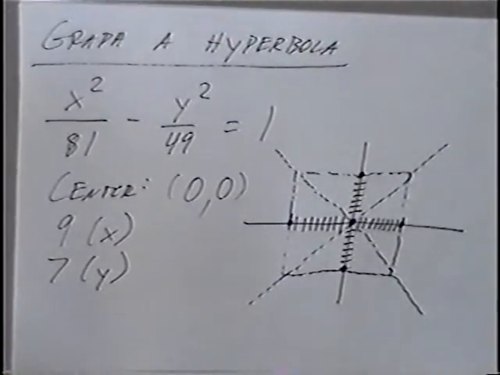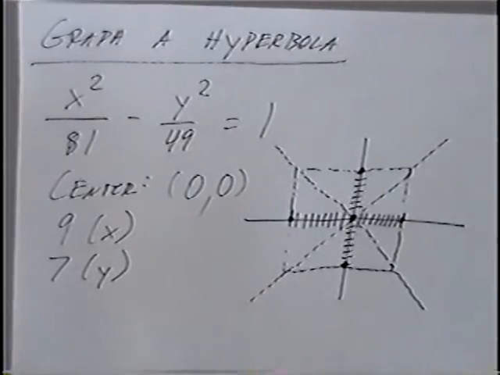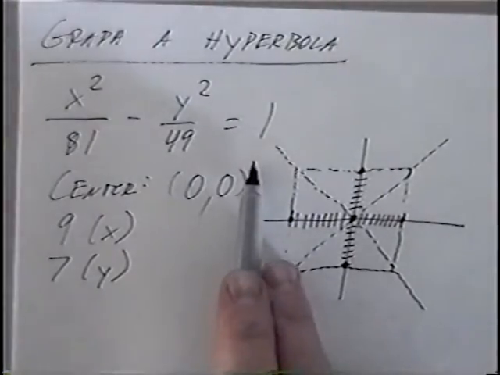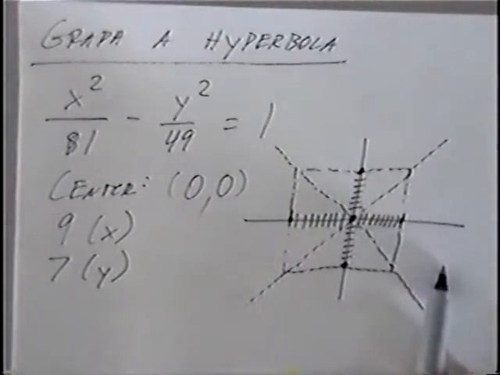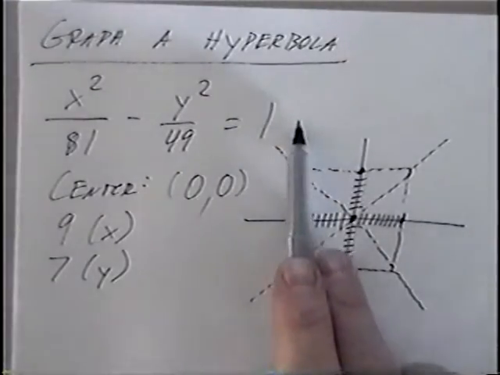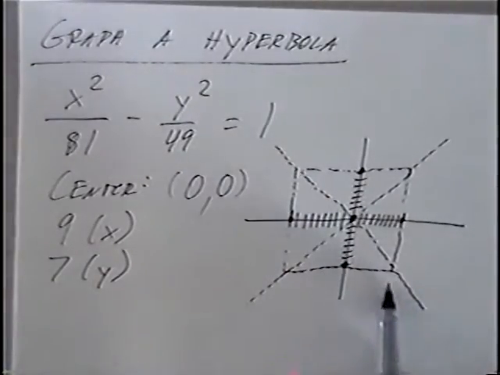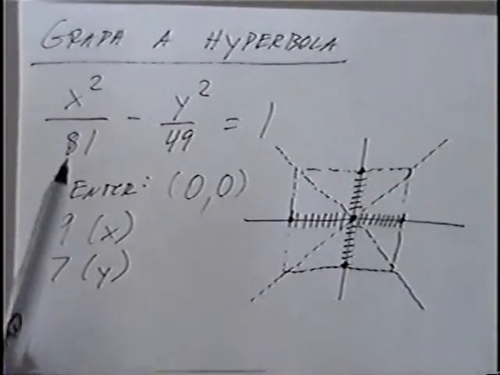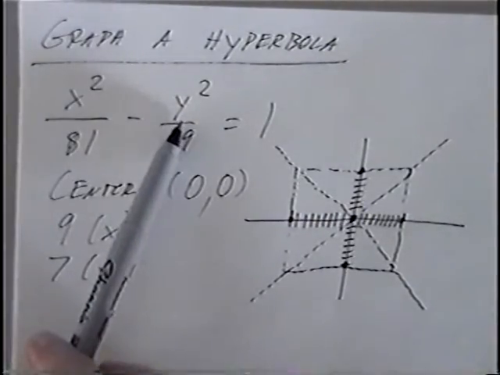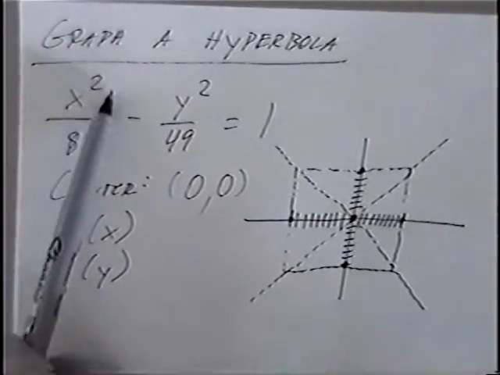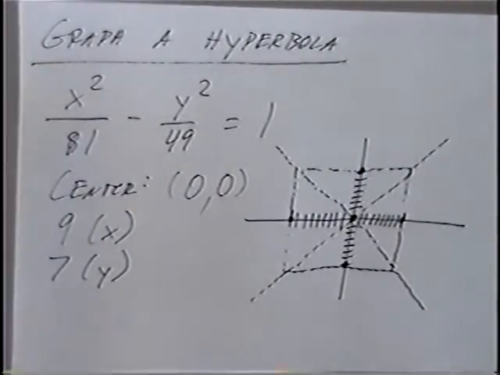From here, we can draw the hyperbola, which is basically two parabolas. The parabolas either open on the x-axis, which would be horizontally, or they open vertically on the y-axis. To determine which one, look back at the original equation. We have x squared minus y squared. Whichever variable goes first, that's the direction it would go.